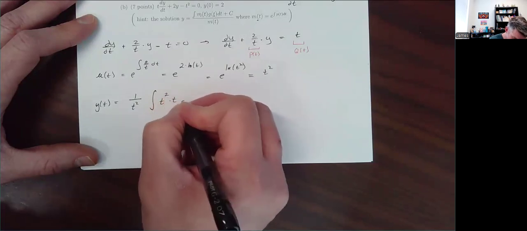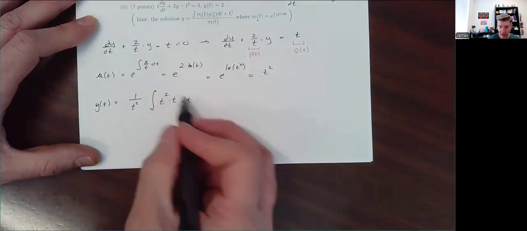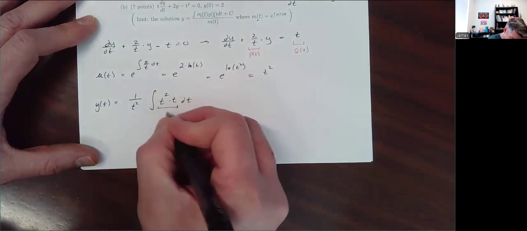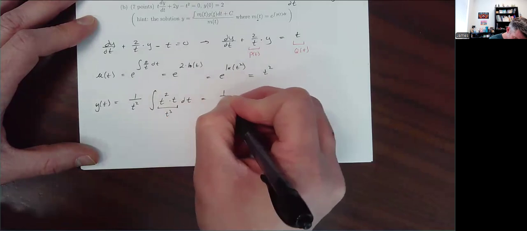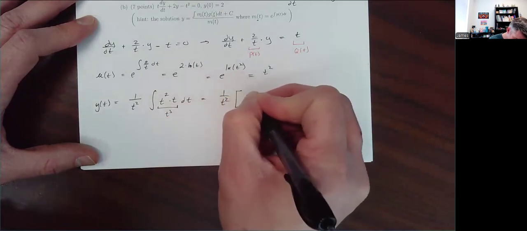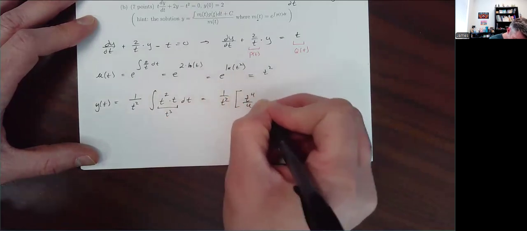Which I would have just simplified as t cubed. So that's a t cubed. The integral of t cubed is t to the 4th over 4. So we're going to get 1 over t squared times t to the 4th over 4 plus c.